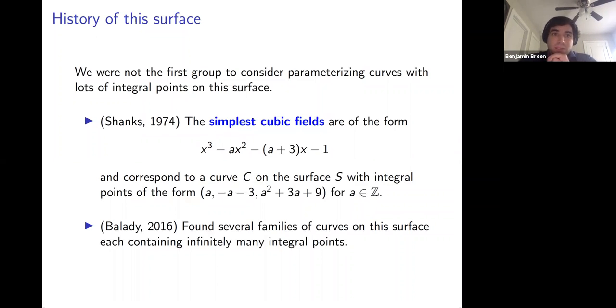Another person who studied curves on the surface was Steve Baladi in 2016, and he found several families of curves on the surface that contained infinitely many integral points. But unfortunately, those are rather hard to describe here, particularly in a 20-minute talk.